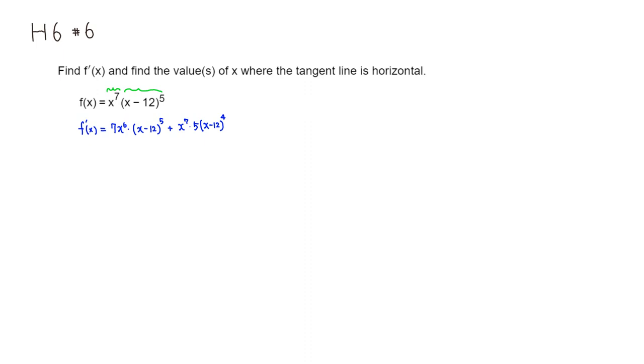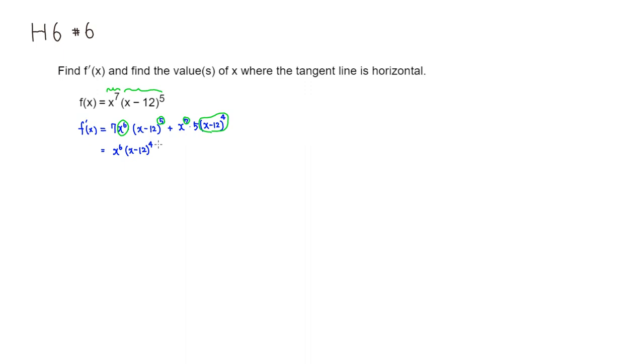So we have that, and let's clean it up a little bit here. There are a bunch of common factors. You have x to the 6th power sitting here, and you have x to the 7th power, so I'll take 6 of those, and I'm going to write x to the 6th power. Another one would be the quantity x minus 12 to the 4th power, and we actually have 5 of those, so I take 4 of them. So we have x minus 12 to the 4th power.